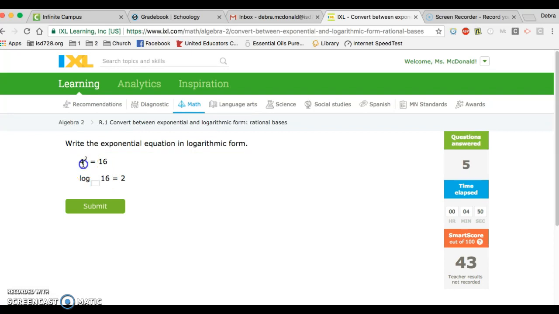And then we have 4 squared, so our base is 4. Our exponent is 2. 16 is the number. So that would be a log base 4 of 16 would give us 2. And we'll just continue through until we reach a SMART score of 80.